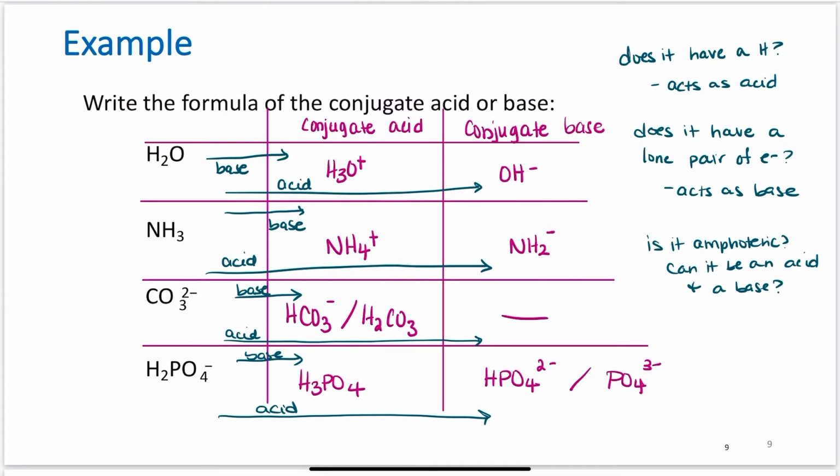So ask yourself, does it have a proton? If it does, it acts as an acid. Does it have a lone pair of electrons? It can act as a base. Is it amphoteric? And if it's amphoteric, is it acting as an acid or a base? It can do both. Even regular ions could act as an acid and or a base depending on their system, as demonstrated by carbonate. Specifically, bicarbonate can do that, and we see it with the phosphate system.